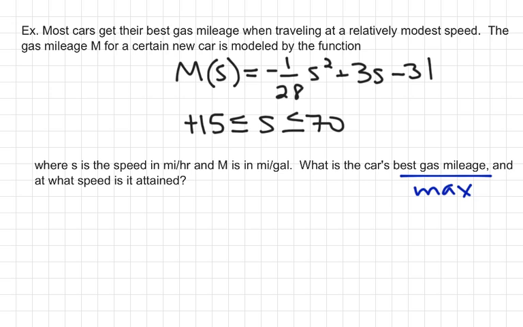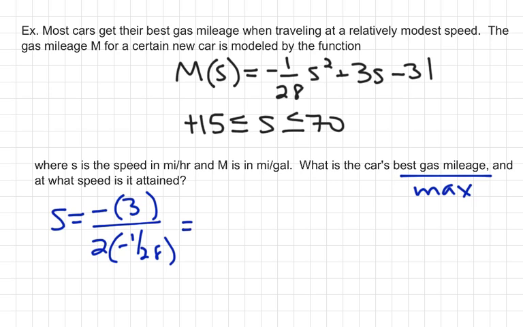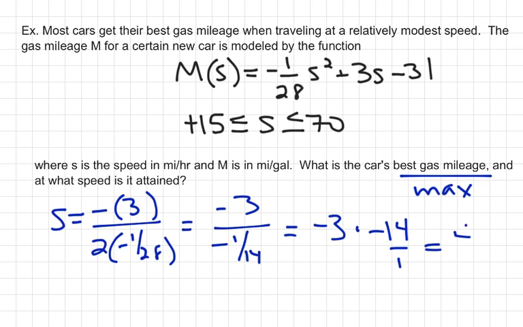Well, the best way to find it is to start by finding the axis of symmetry. Well, this equation doesn't use x, it uses s, but s is the same as the input. So we're going to do the opposite of b over 2 times a, which is negative 3 over negative 1 over 14. And when you divide by a fraction, it's the same as multiplying by the reciprocal. So we end up finding out that the best speed to get the best gas mileage is 42 miles per hour.